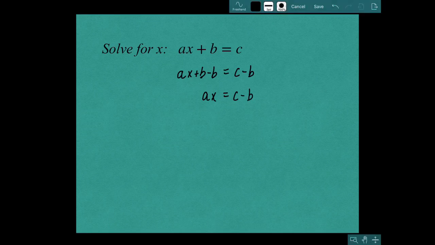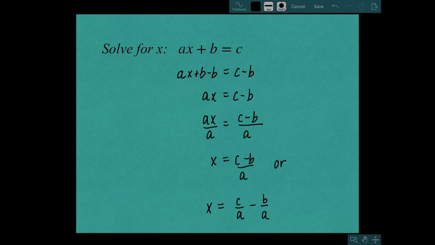Then to get x all by itself, I can divide this side by a, and I can divide the other side by a to keep things balanced. I'll get x equals c minus b over a, or the same thing can be written this way because both the numerators are being divided by a. We could look at it that way.